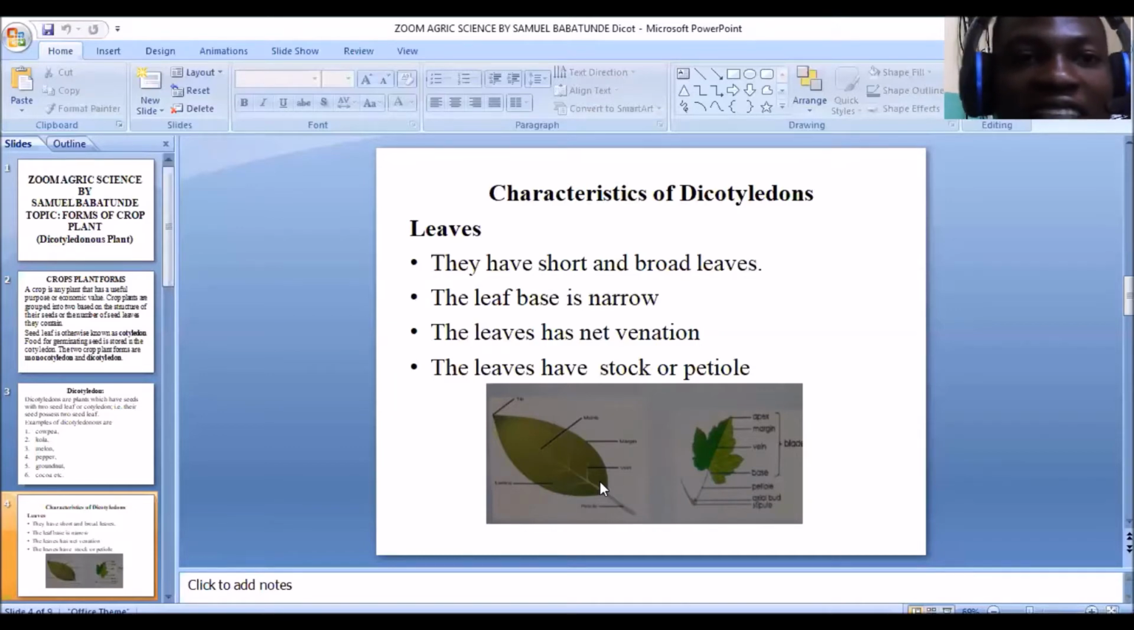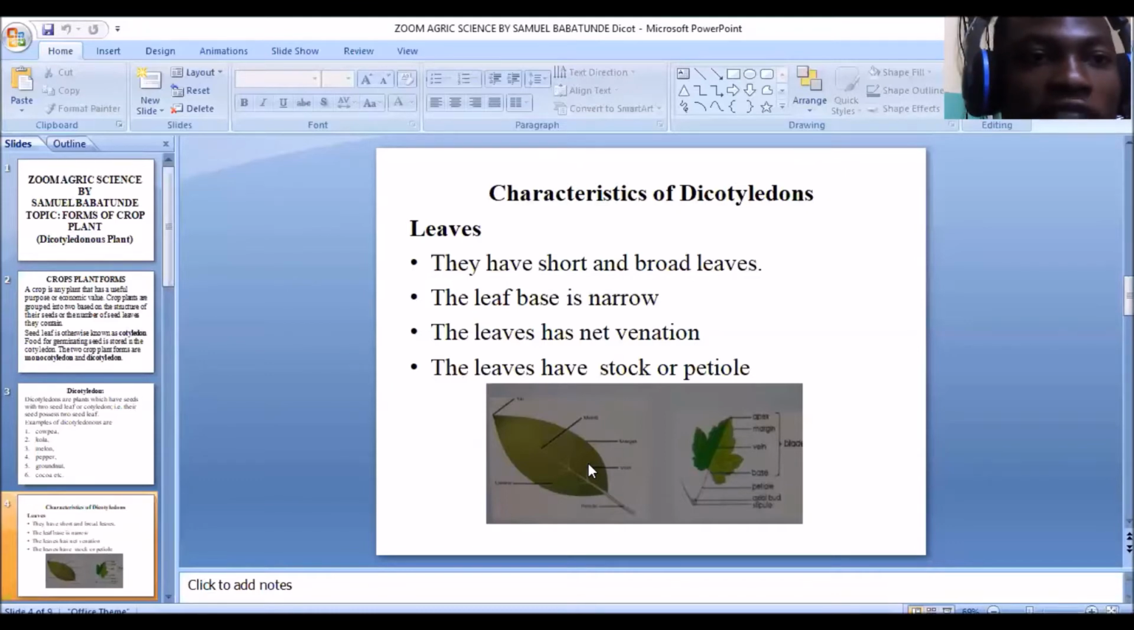Then the leaves have net venation. You can see the venation. And like I told you, venation simply means the arrangement of the vascular bundles present in the leaf. The arrangement of the vascular bundles in the leaf of a dicot is in a net arrangement. You can see the arrangement here, unlike in the monocot. The venation of a monocot is parallel. The leaves of a monocot plant have parallel venation, but that of a dicot plant has a net venation. That is, these vascular bundles are arranged in a net-like manner. But for the monocot, the vascular bundles are arranged parallel to each other.